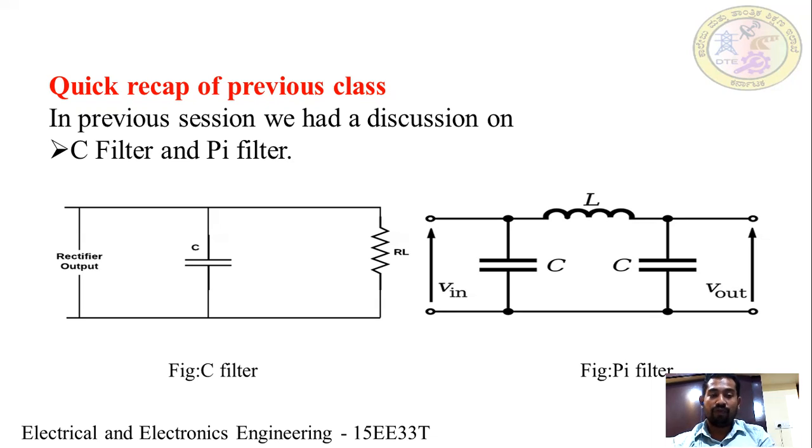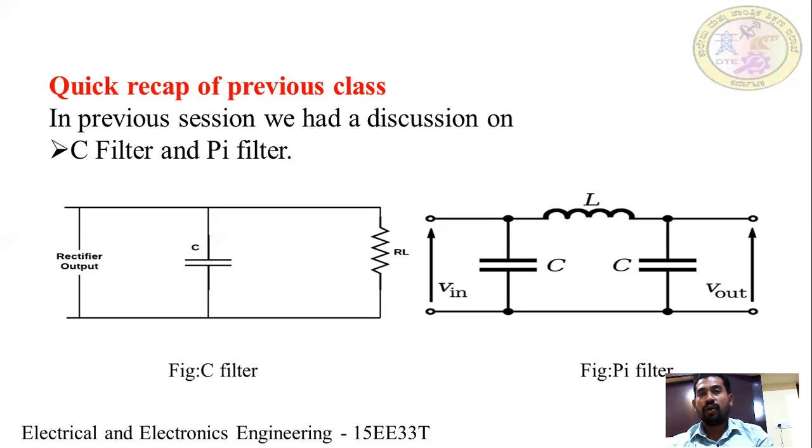During the first quarter cycle, that is from 0 to pi by 2, the capacitor starts charging, as diodes D1 and D2 are under forward bias condition. Then, when the diodes are under reverse bias condition, in the next quarter cycle the capacitor starts discharging.